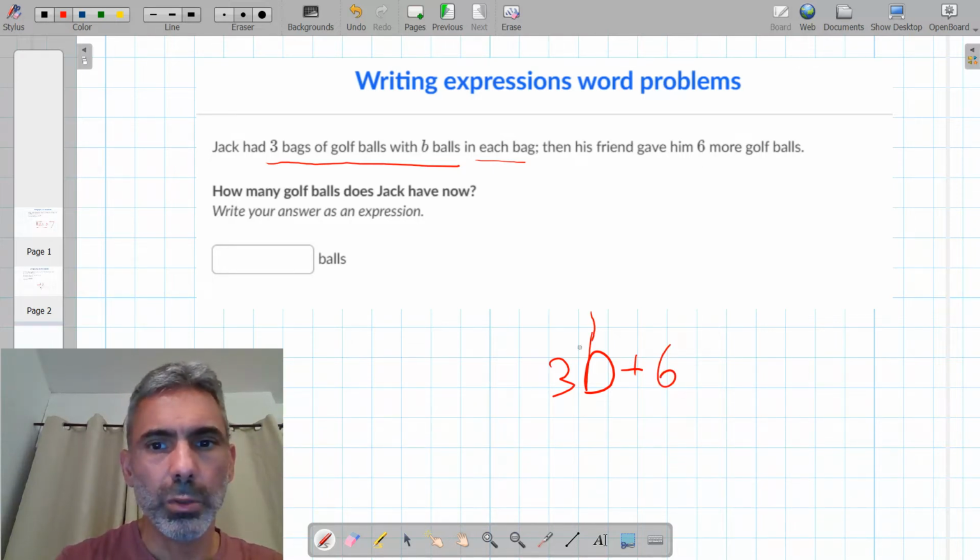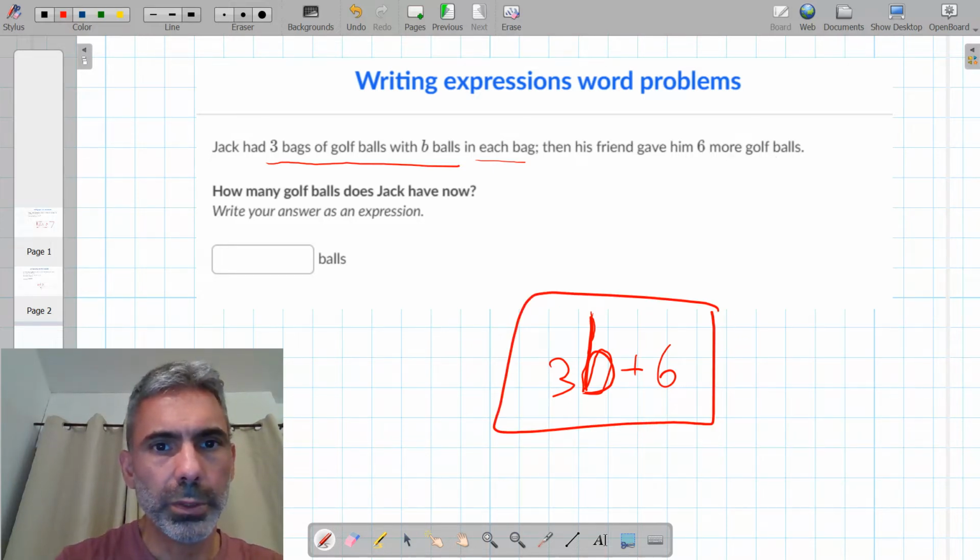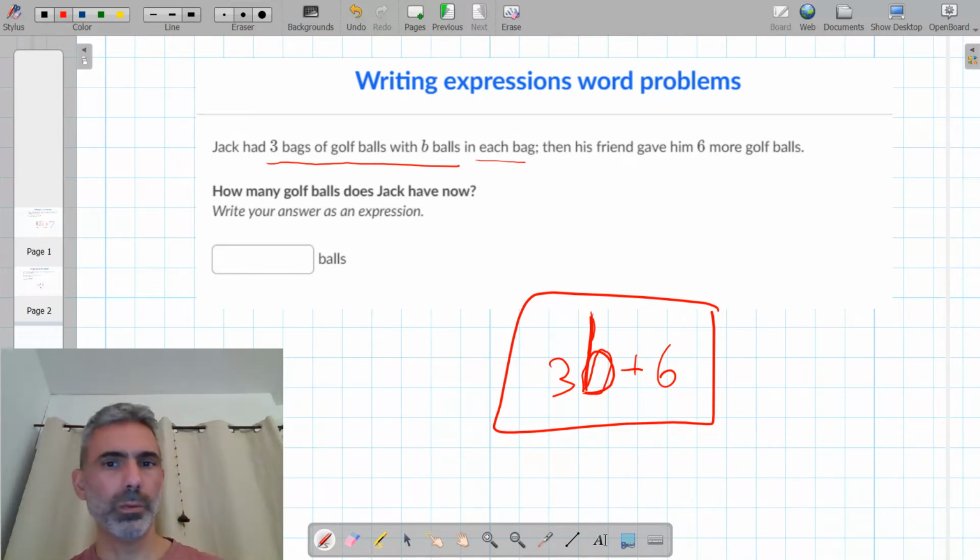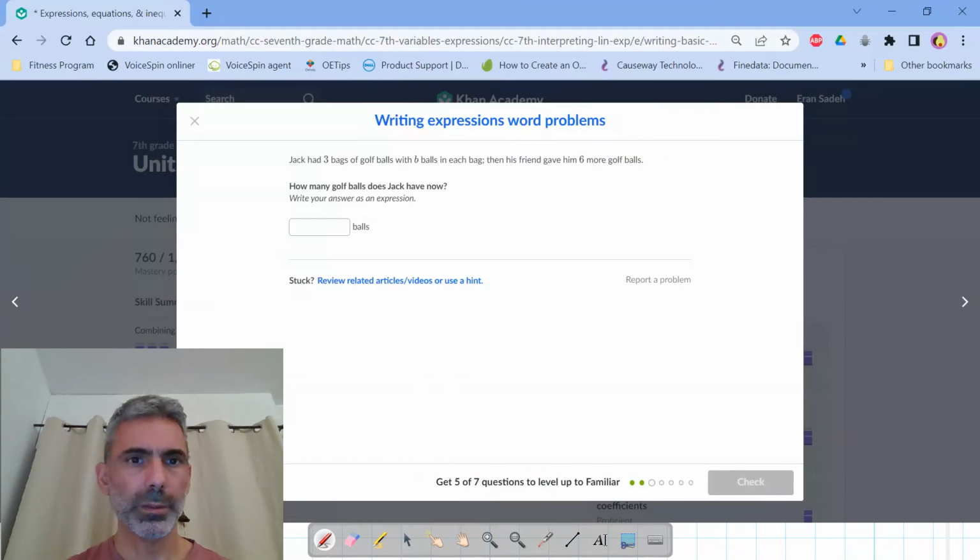Okay, so to begin with, he had 3 times B. That's the number of balls in all 3 bags. Then, when we add 6 more golf balls, this is the expression that represents the amount of golf balls Jack has now. 3B plus 6.